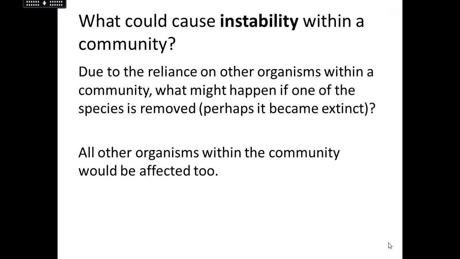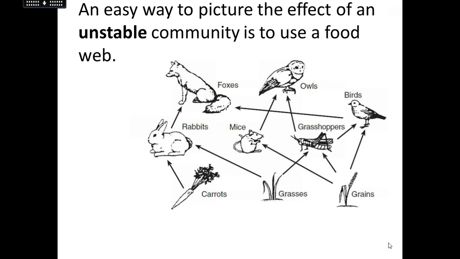Everything within that community would be affected too. Not just one thing, maybe not the thing that eats it perhaps or gets eaten by it. Everything, there would be like a big knock-on effect, like a ripple effect if you like. And the best way of looking at that is using a food web.